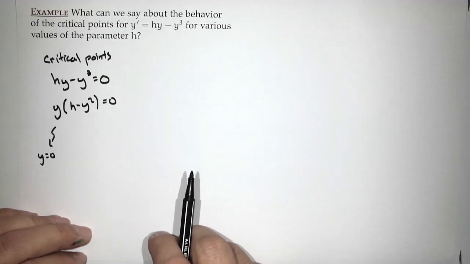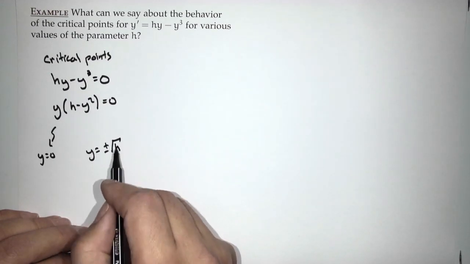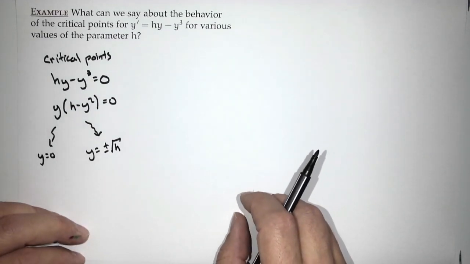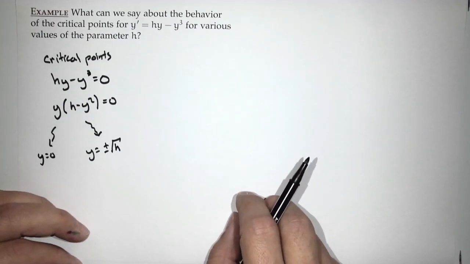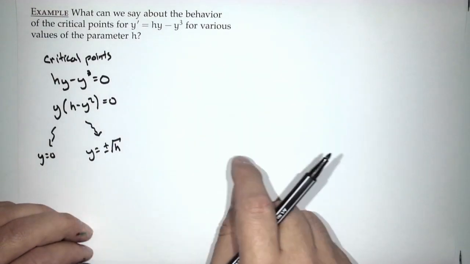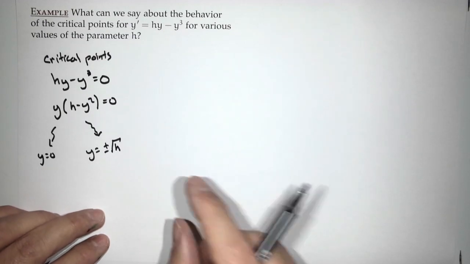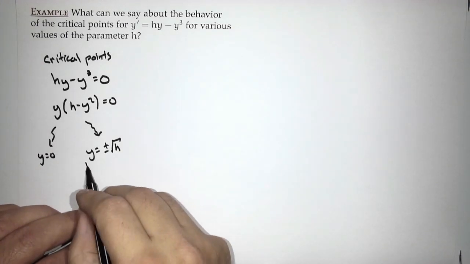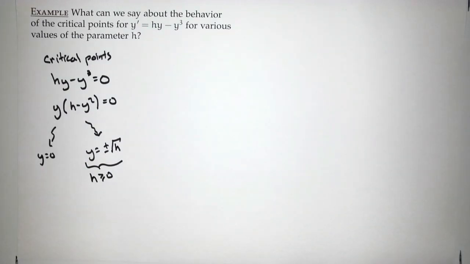Square root of h. That's it? Plus or minus square root of h? Are you sure? Are you sure? Steve says, as though to imply that there's some subtlety here. Remember, h can vary. If h is negative, yeah, we get into that. It depends on what h does. So this will work as long as h is greater than or equal to 0. If h is negative, we only have the one critical point.